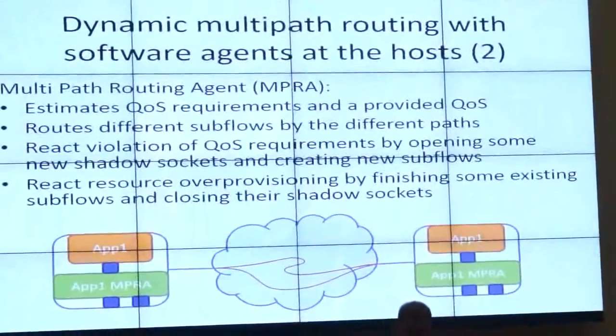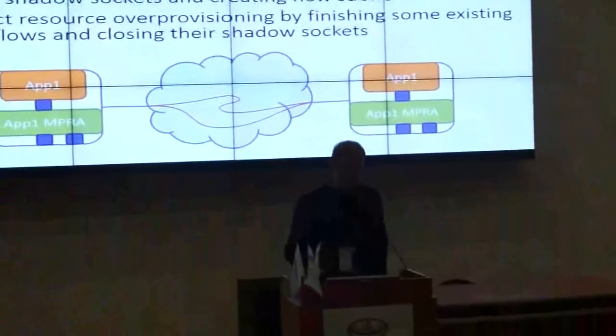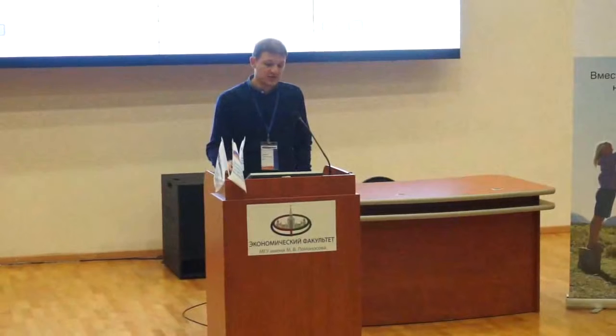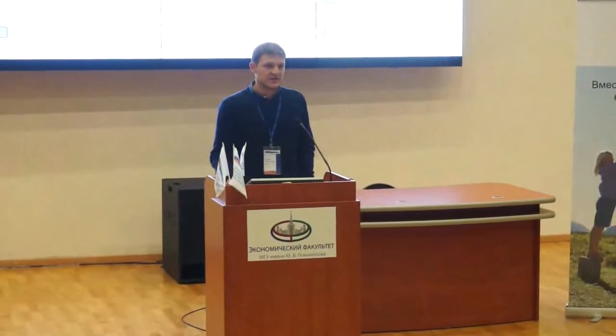What about the functionality of the multipath routing agent? First, it estimates quality of service requirements and estimates the provided quality of service. Second, it tries to route subflows by a different path. I will explain this in more detail in the next slide. And next, it can react to violation of quality of service requirements by opening some new sockets or adding some new subflows, and react to over-provisioning by closing subflows and deleting some sockets.